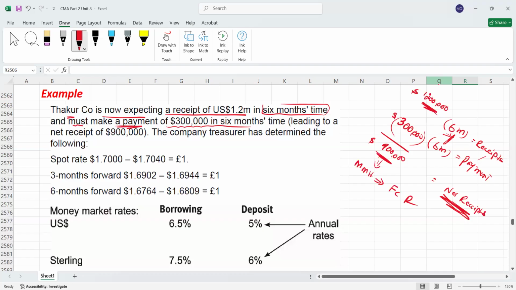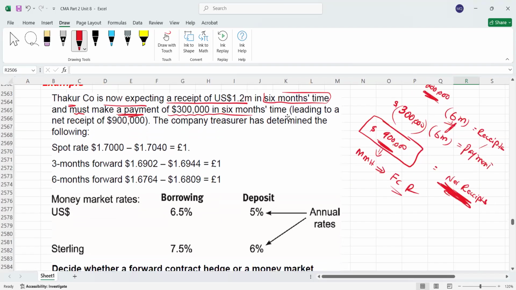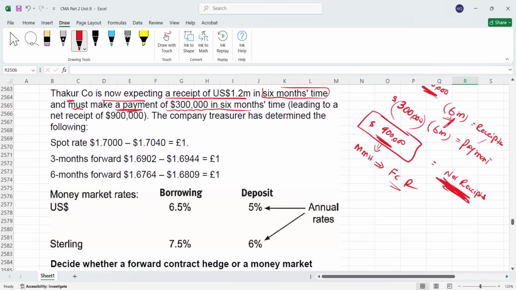So here we got now a foreign currency receipt, a net receipt. It means I will use now a money market hedge to avoid the risk of adverse movement of exchange rate for this $900,000. So here we go. So this is what we got, a net receipt of $900,000. So now the company treasurer has determined the following. So what we got here?